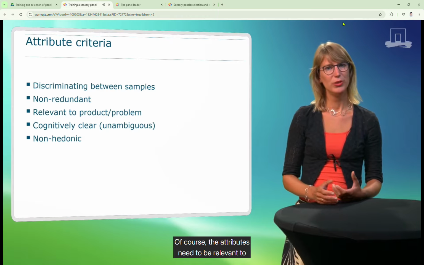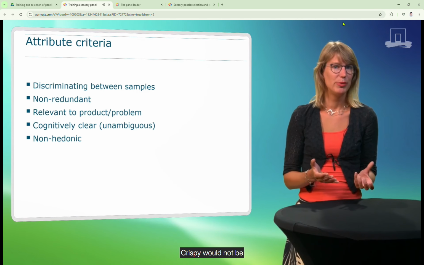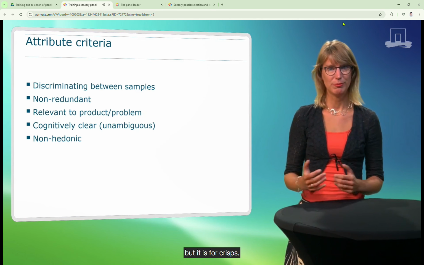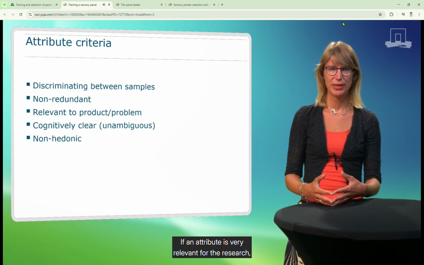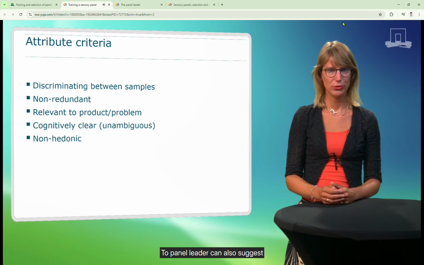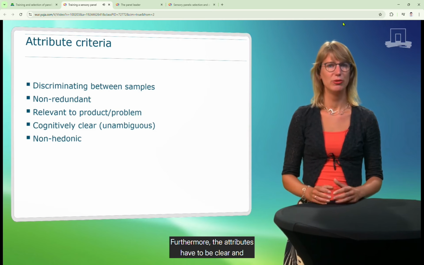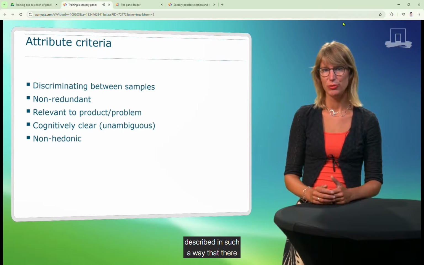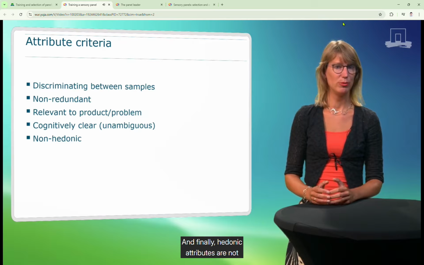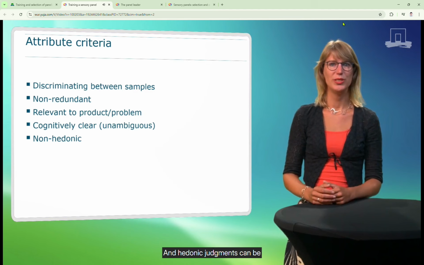Of course, the attributes need to be relevant to the product or problem that is investigated. Crispy would not be a very relevant attribute for evaluating milk, but it is for crisps. If an attribute is very relevant for the research but is not listed by the panel, the panel leader can also suggest those attributes to add to the lexicon. Furthermore, the attributes have to be clear and described in such a way that there can be no misunderstanding. And finally, hedonic attributes are not desired since you want an analytical profile, and hedonic judgments can be very different between panelists.